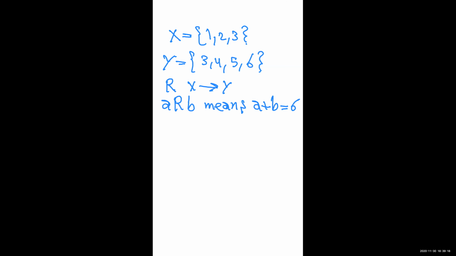Now state the relation. So how to get the relation? The relation will equal the set of... Now in this question, a plus b equals 6. We said that these elements are a and these are b, right? The first element in X is 1, and we want a plus b to equal 6. So 1 and 5, right? 1 plus 5 equals 6.